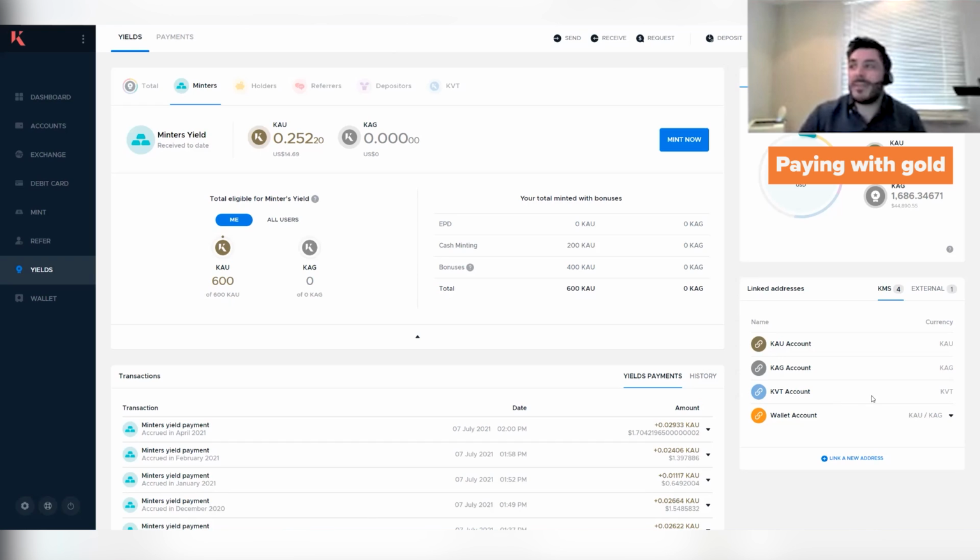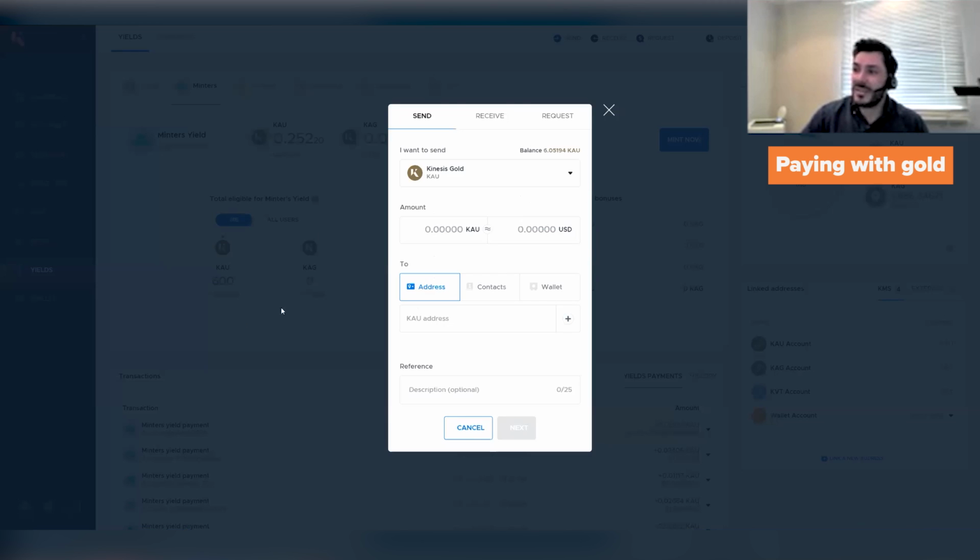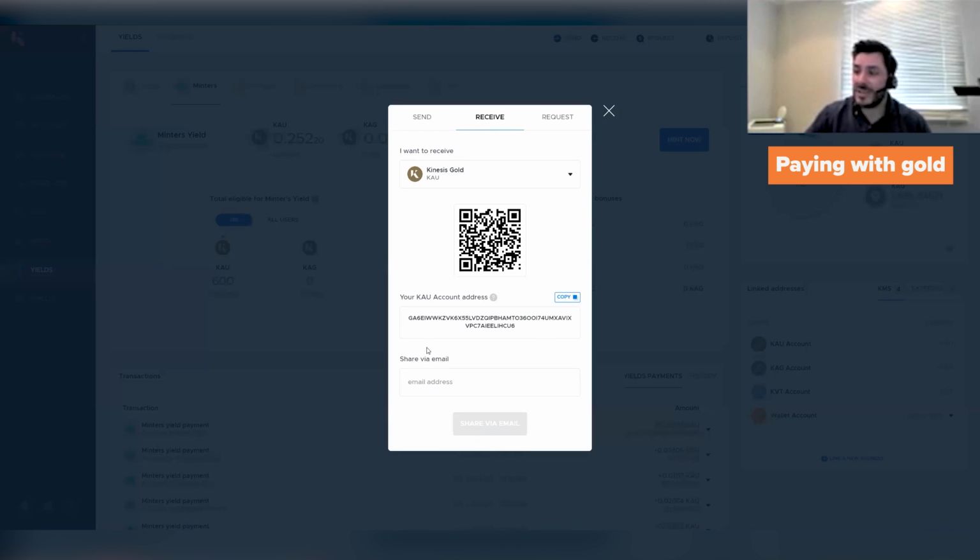The other thing I will mention here is, if you're going to use money, then you're going to want to send it, right? You're going to need to remit it somewhere. You want to pay friends, pay family, pay bills, etc. So here with Kinesis, we give you an address that's attached to your gold and silver. This is my gold address right here.